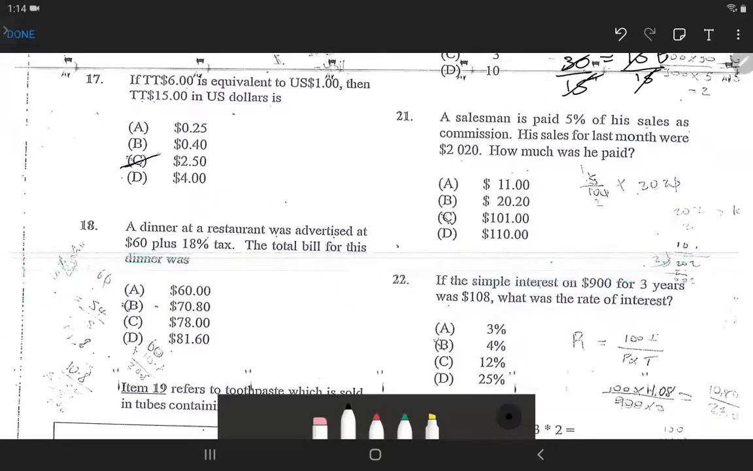Let's see. A salesman is paid 5% of his sales as commission. The sales for the last month were $2,020. How much was he paid? Right, so 5% of 2020. We cancel down some things. 5 into 5, 1, 5 into this 2, 2 into 1, 2 into this is 101. That's $101.